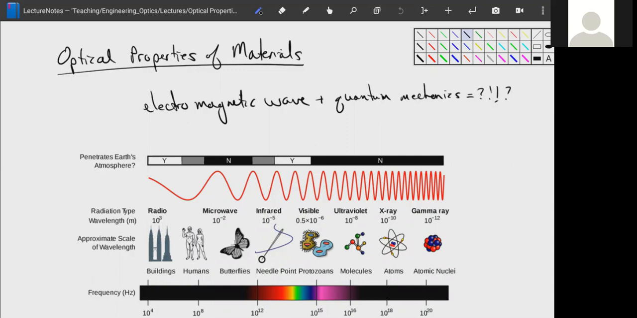So, welcome to the first lecture on optical properties of materials. This kicks off our class on engineering optics. The reason I want to talk about the optical properties of materials is because we'll learn about how light behaves in materials, and then we'll start scaffolding that out into how light behaves in lenses and then other objects. But first thing you have to understand is how light behaves in a material.